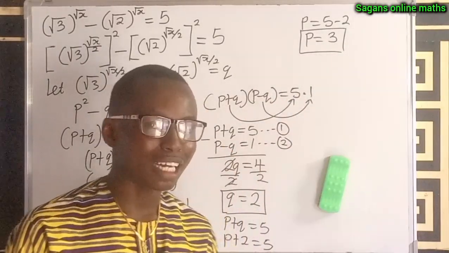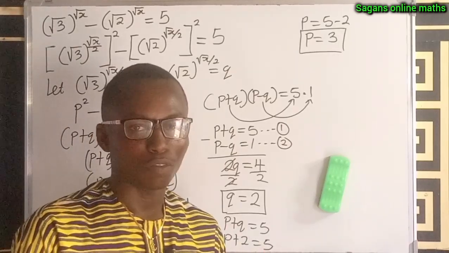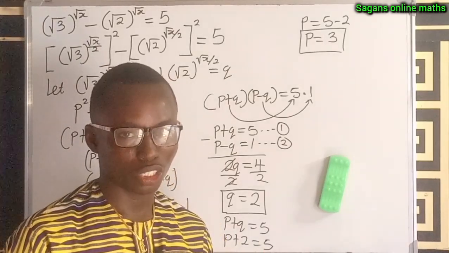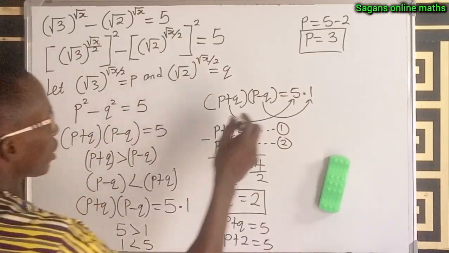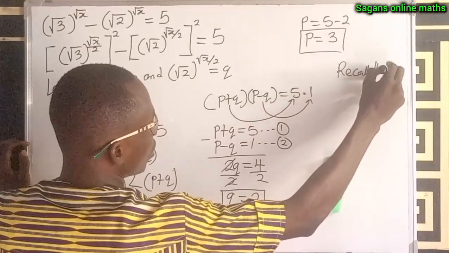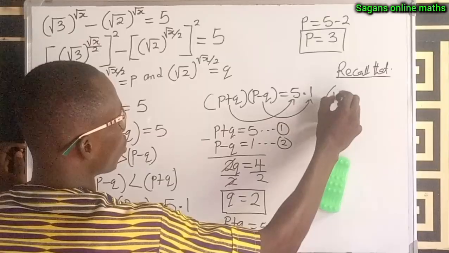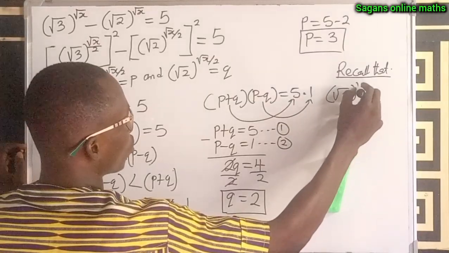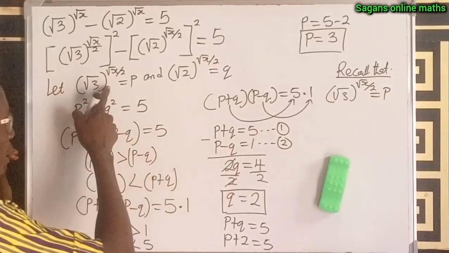But remember, we are not asked to solve for p. We are asked what is the value of x. Now let's recall something very interesting. From here we have that (√3)^(1) to the power of √x divided by 2 is equal to p, as you can see here.